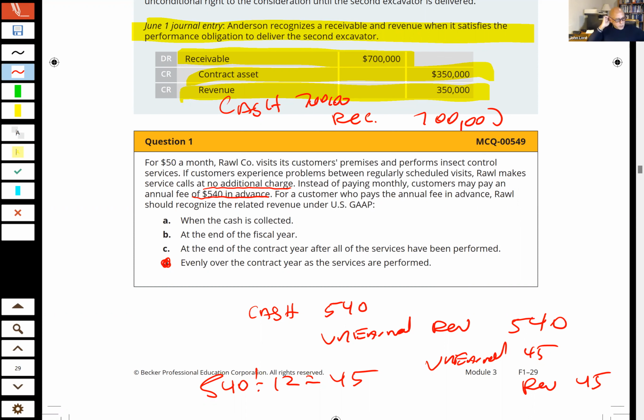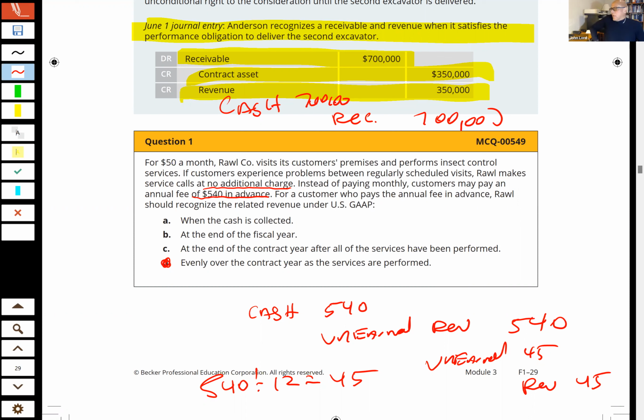So again, you need to look at what is the date that they're asking me to report. That's the date that I will go ahead and make these adjustments that we're talking about.